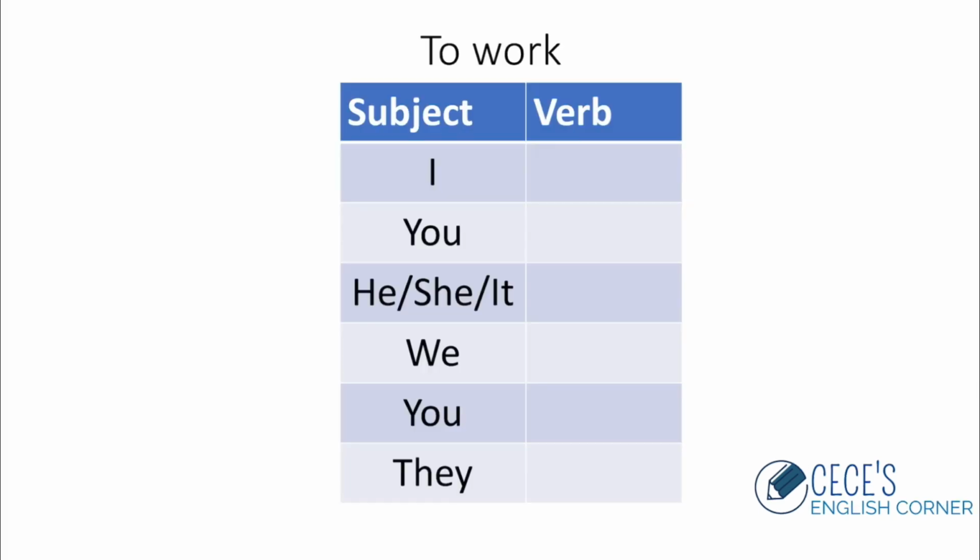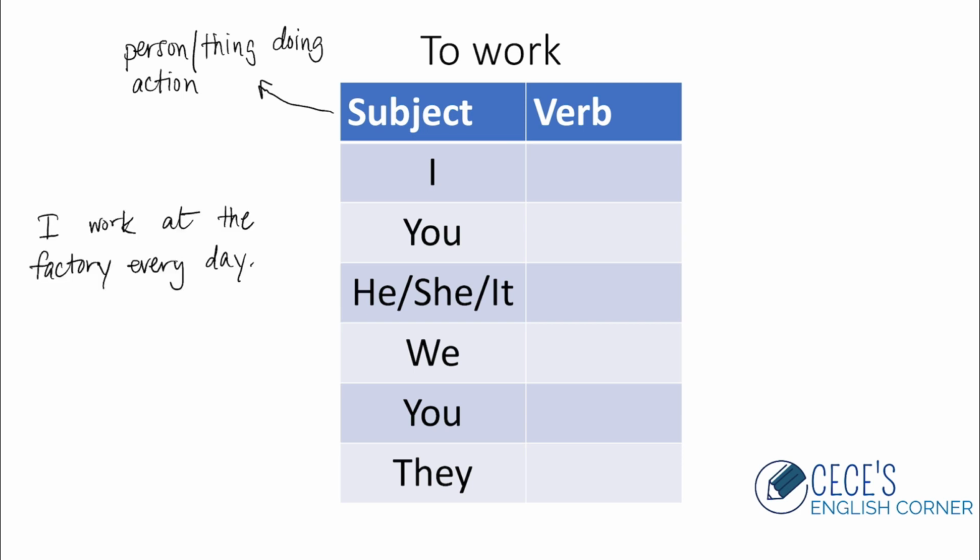Whenever we talk about verb tenses, like the simple present tense, we have to ask ourselves, okay, how do I conjugate this verb in the simple present tense so that it matches my subject? Remember, the subject is the person or thing doing the action. For example, I work at the factory every day. The action is work, and the person doing the work is I. That's our subject. In this sentence, the verb work is conjugated appropriately for the subject I.